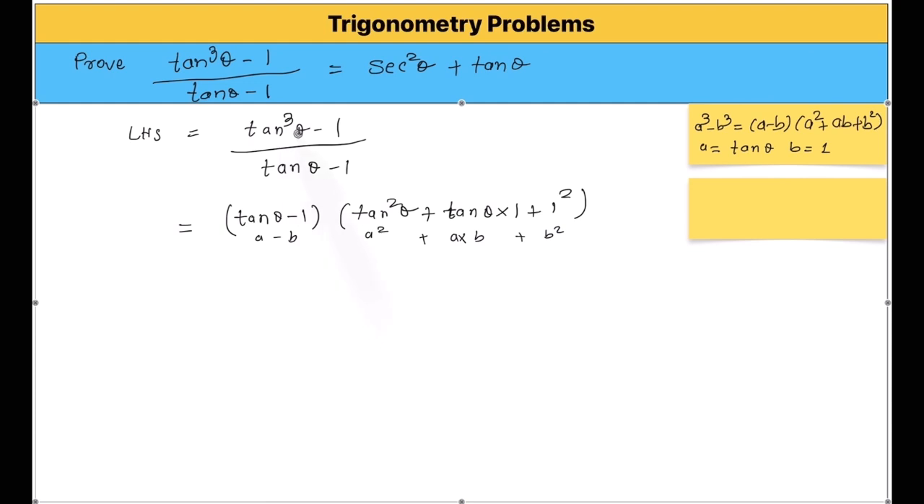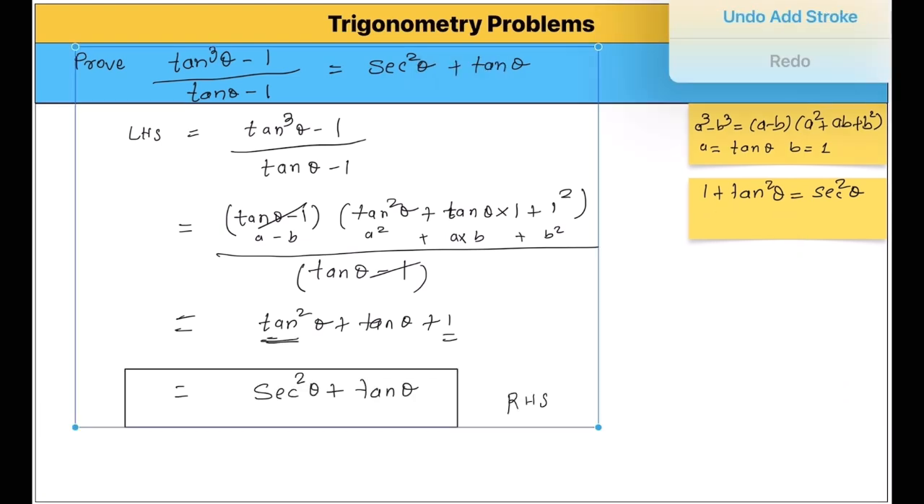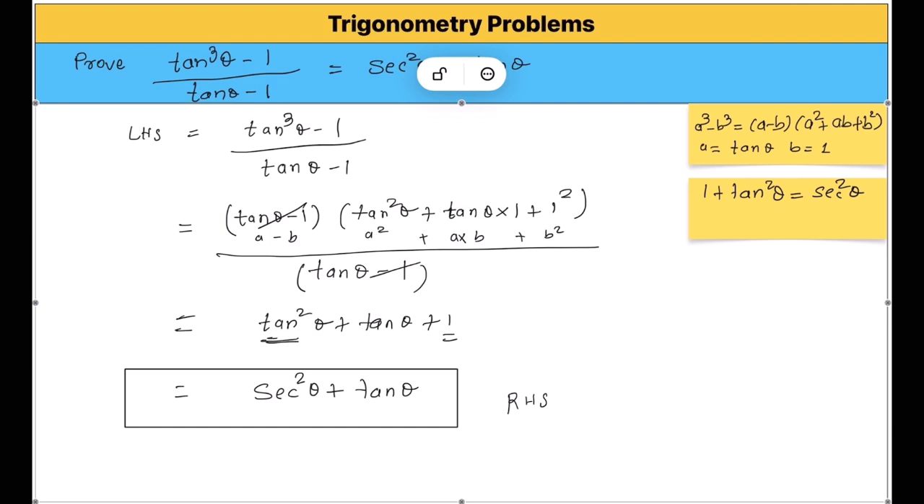What we have used here is, we have taken the advantage of 1. Tan cube theta minus 1 can be considered as tan cube theta minus 1 cube. And that's how we are solving this. Divided by tan theta minus 1 as it is. Now tan theta minus 1 and tan theta minus 1 get cancelled. What is remaining is tan square theta plus tan theta plus 1. Now 1 plus tan square theta is equal to sec square theta. You can see there is 1 and there is a tan square theta, so we can replace this 1 plus tan square theta by sec square theta. What we get is sec square theta plus tan theta, which is RHS.